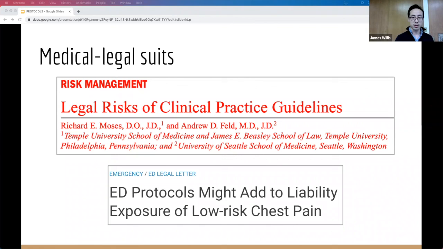They both returned to the ED in cardiac arrest. They did fine afterwards. They both mentioned that they received excellent care, but in both cases, the physicians were still sued, under the assumption that they had practiced negligence, or they're accused of negligence because they didn't follow their hospital's chest pain protocol.